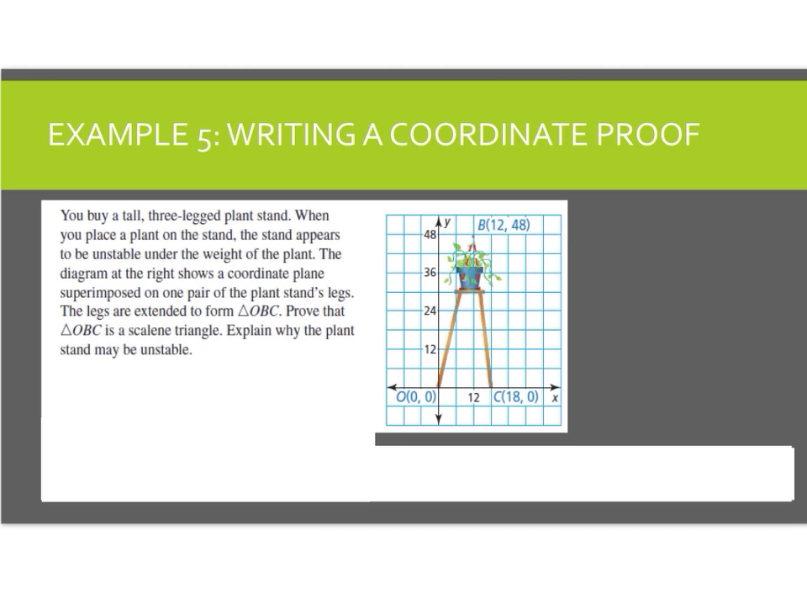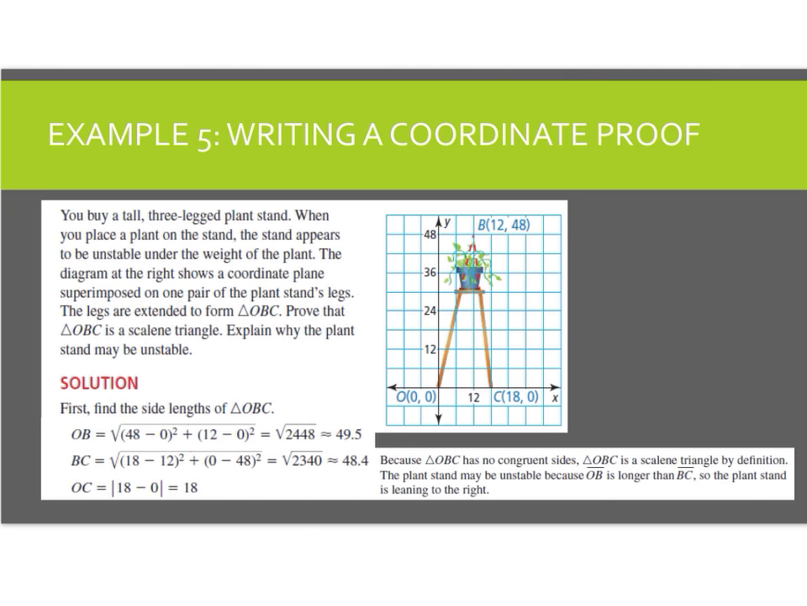So take time to maybe figure this out. Again, you're thinking about distance, you're thinking about parallel, you're thinking about perpendicular lines, so slopes or midpoints. So use any combination of your three formulas to help you explain why the plant stand is unstable. So take a minute, pause the video, and try this on your own. All right, check your answers.